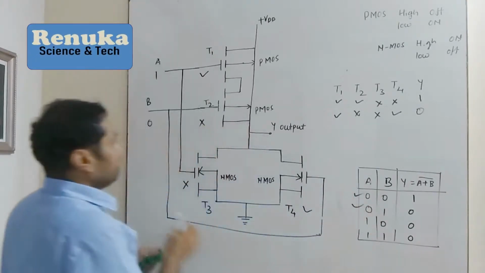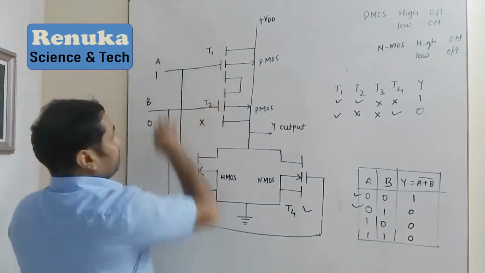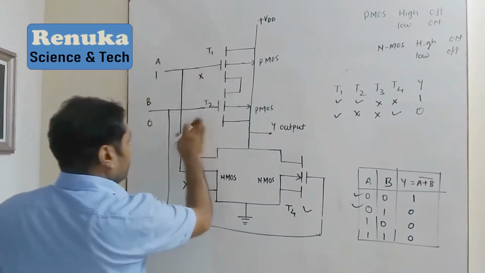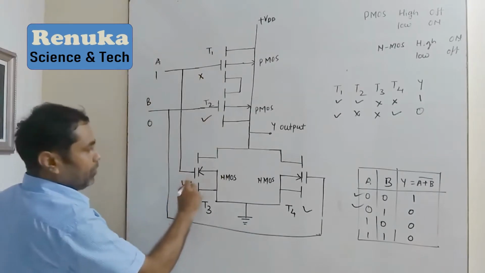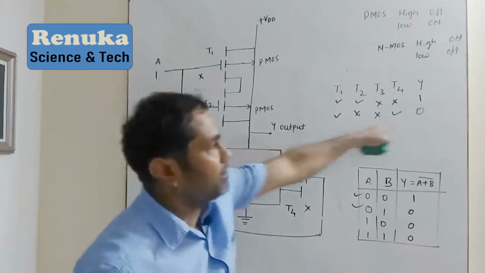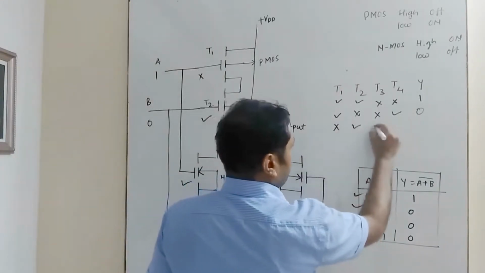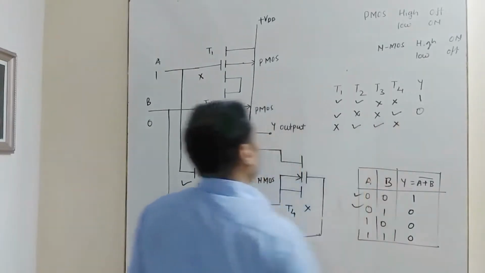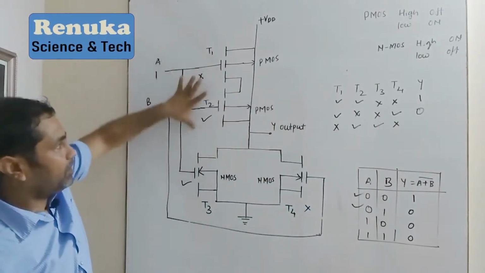We can easily say that if A, which is 1, is connected to the PMOS, it will be off. What about T2? It will be on. What about T3? It will be on. What about T4? It will be off. So a reverse switching circuit will be there. From the series connection, T1 and T2 are connected in series.